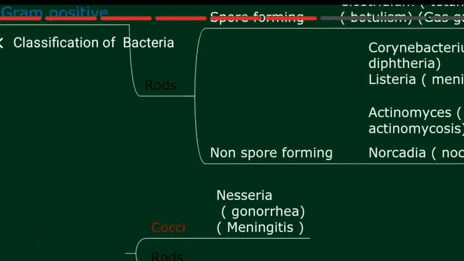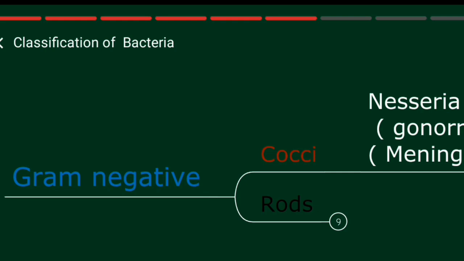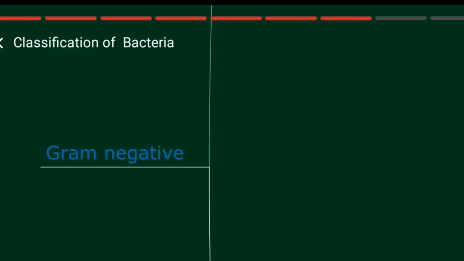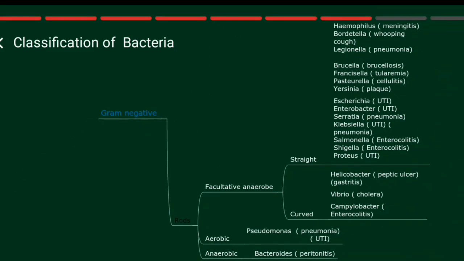Okay guys, let's move on and talk about the gram-negative. Don't forget we are still under the classification of free-living bacteria, whereby we have gram-positive, and this is the gram-negative. For the gram-negative, we have the cocci and the rods. For the cocci, we have Neisseria, which causes gonorrhea and meningitis. For the gram-negative rods, they are classified into the facultative anaerobes, anaerobes, and aerobes. So let's talk about the facultative anaerobes.